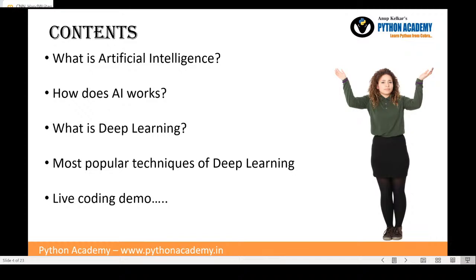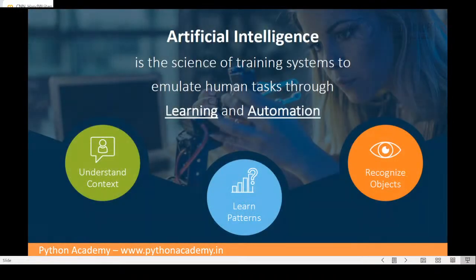So let's start with the first angle: what AI is. That is something correlated which we already saw last time also. Basically, artificial intelligence is the science of training systems to emulate human tasks through learning and automation. It is a very simple definition if you just read it, but it is difficult to understand. When I say artificial intelligence is a science of training systems, it means we train systems using AI. Training a system is again not a very simple task. It requires a lot of things to be understood, a lot of things to be known.